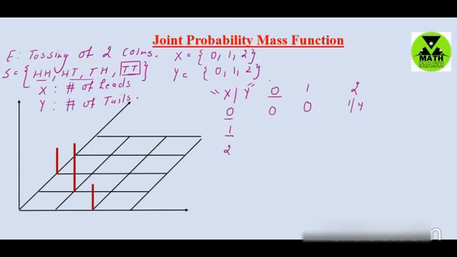Then we have 1 number of head and 0 number of tails. So what is the probability here? There is no such outcome where we have 1 number of head and 0 number of tails. So this is going to be 0.